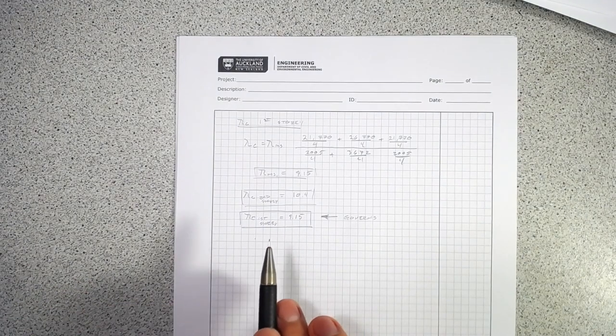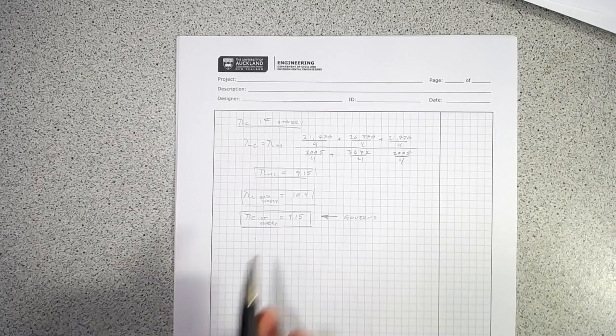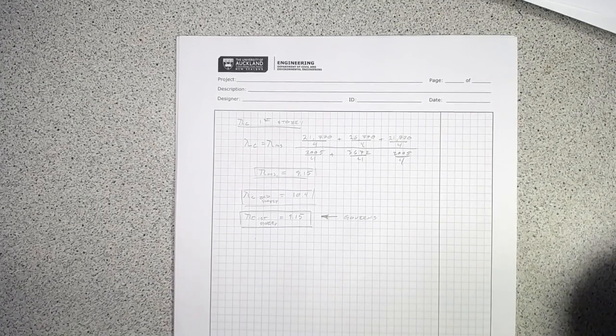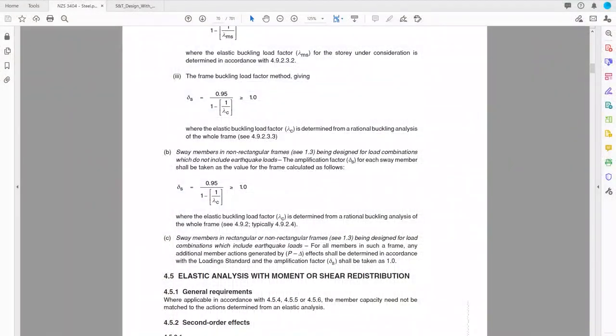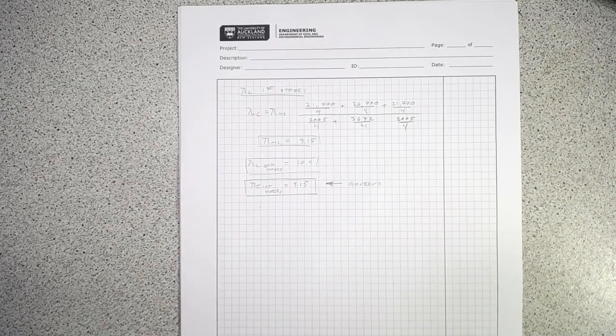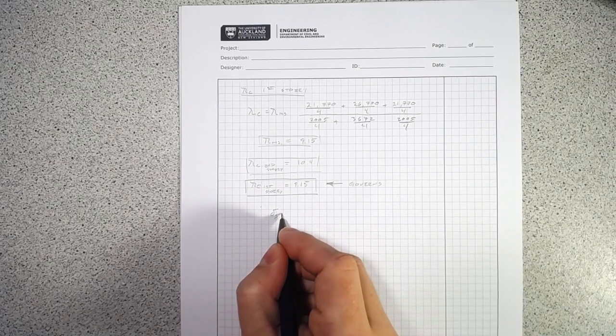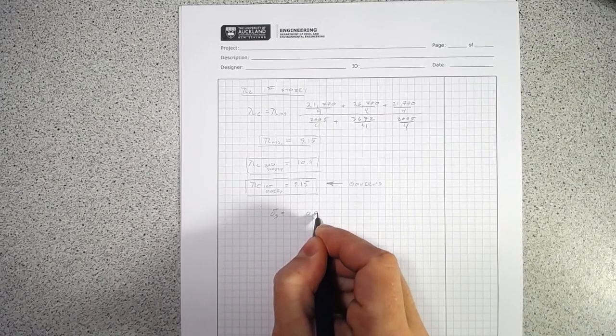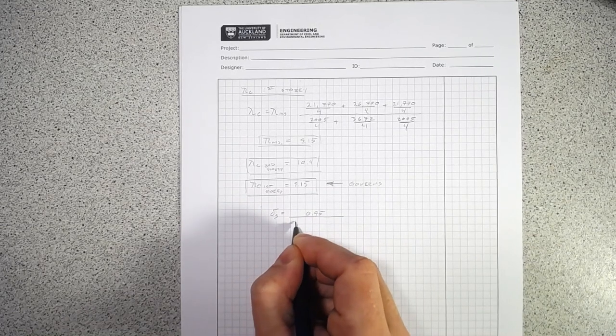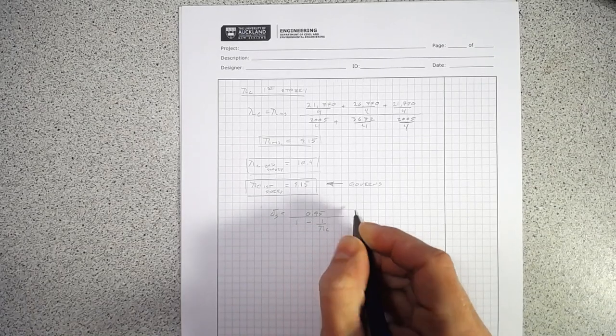If we have a lambda c less than 10 but greater than 3.5, then we amplify our moment according to the standard. We find our factor delta s, and this is for a non-earthquake load case. It's just going to be 0.95 divided by 1 minus 1 over lambda c, and it has to be greater than or equal to 1.0. So let's work that out really quick. Delta s equals 0.95 over 1 minus 1 over lambda c.